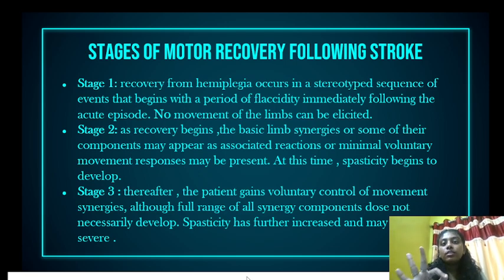Stage 3 is when the voluntary control of the movement starts occurring in full range of motion, right? And spasticity has further increased in this stage and may also become severe.